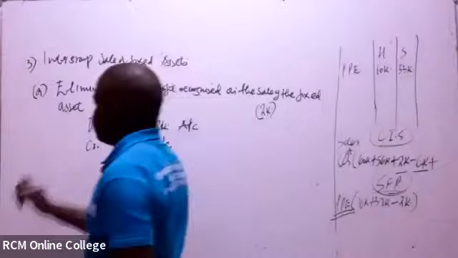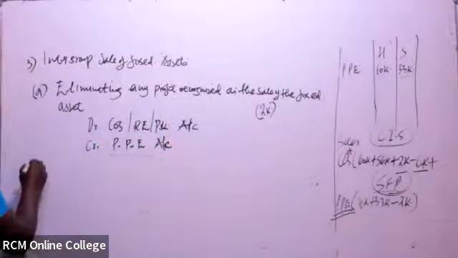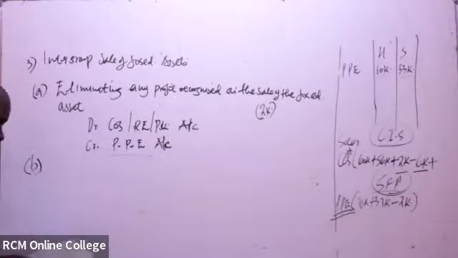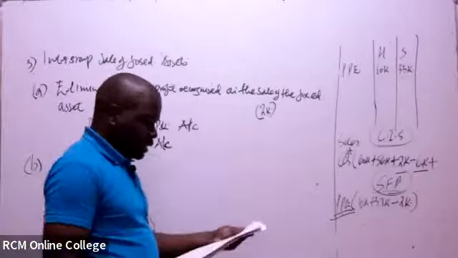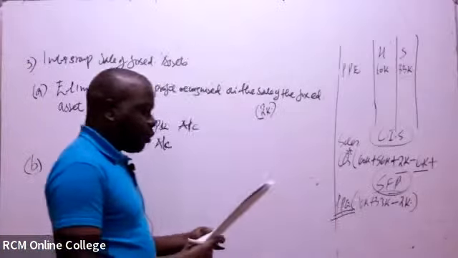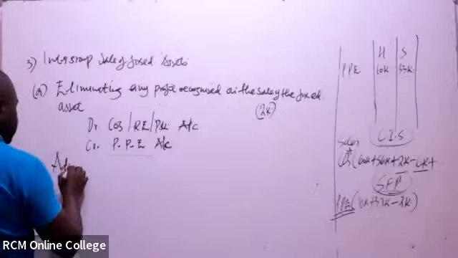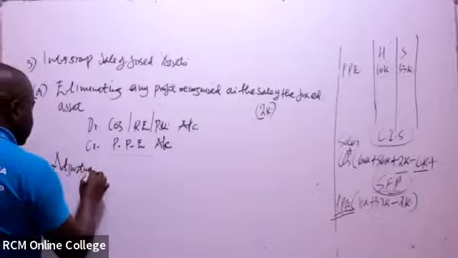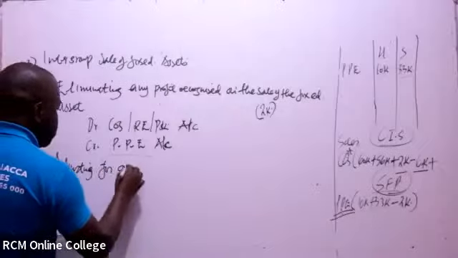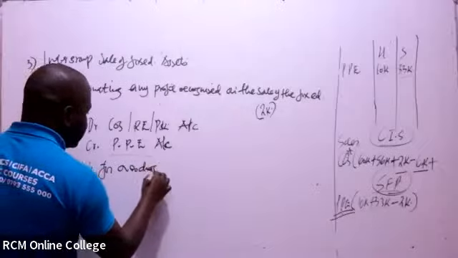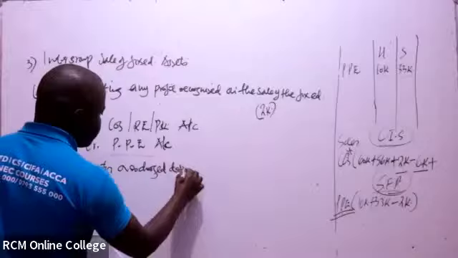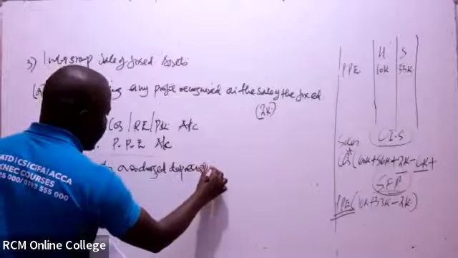So number B, you can write number B. Here, there can be another adjustment. So you can write: adjusting for overcharged depreciation. Adjusting for overcharged depreciation.